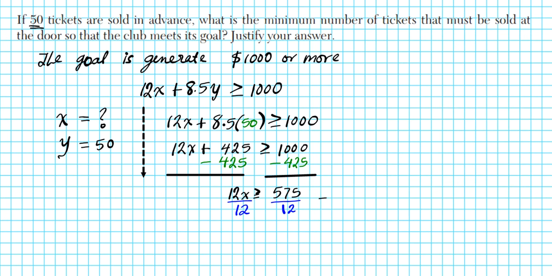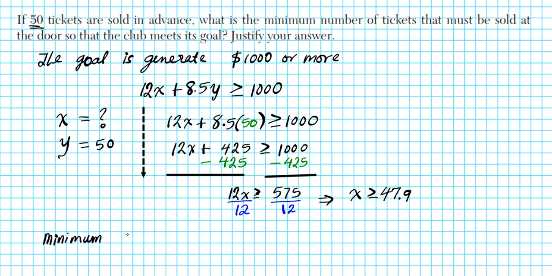Our final answer is going to be x equals 47.9. But we want whole tickets, so we're going to have to round up here. Alright, so the minimum number, so my inequality should be greater than or equal to, not equal. Greater than or equal to.